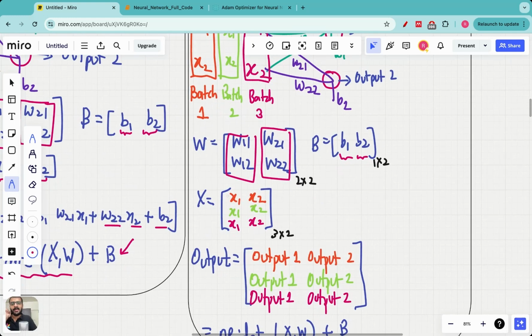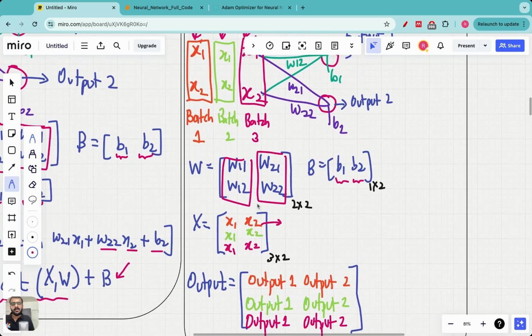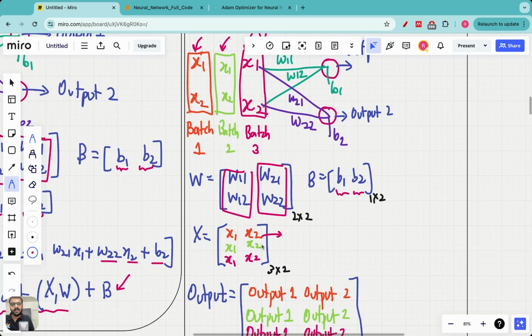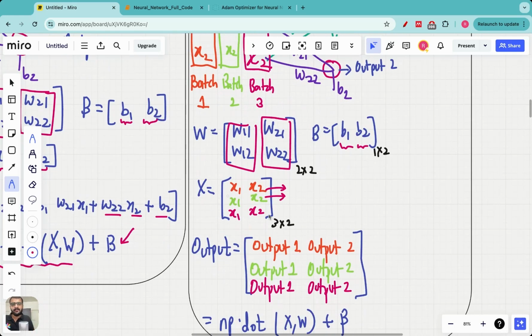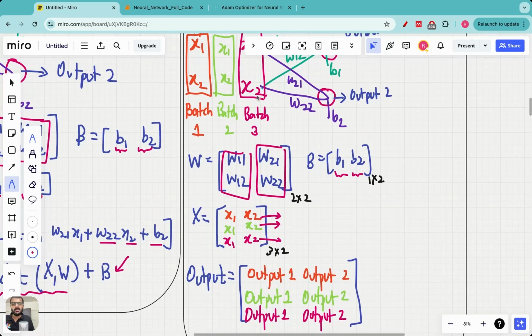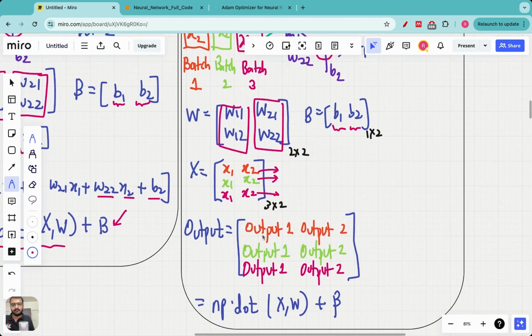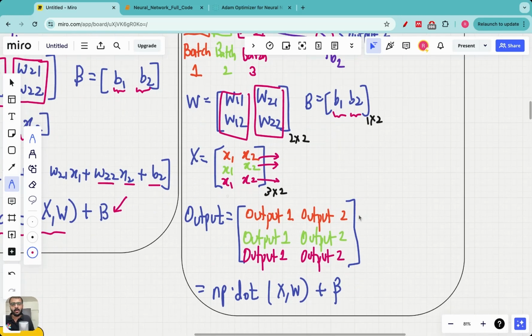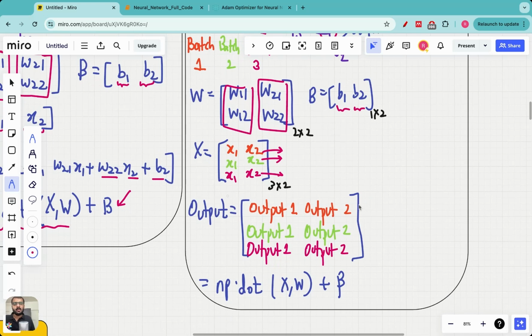The input data is represented again in the matrix form. The first row is the first batch of data, x1, x2, which has been shown in orange color here. The second row is the second batch, which is shown in green color, and the third row is the third batch, x1 and x2, which has been shown in the pink or the red color. Now, for each of these batches, there will be output 1 from the first neuron and output 2 from the second neuron. So the output matrix will look something like this.